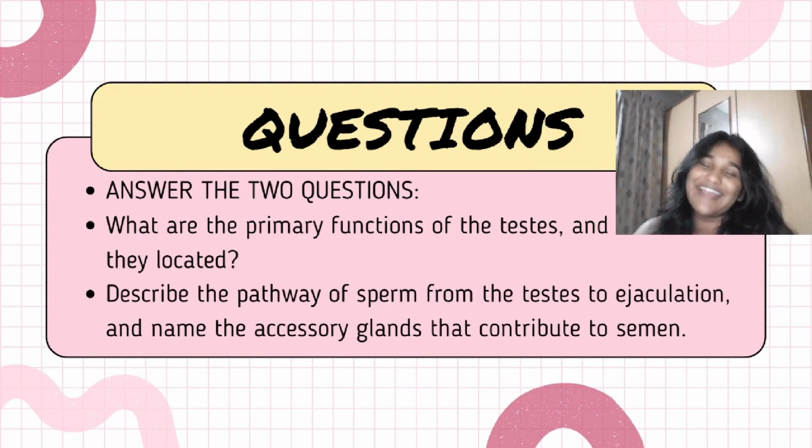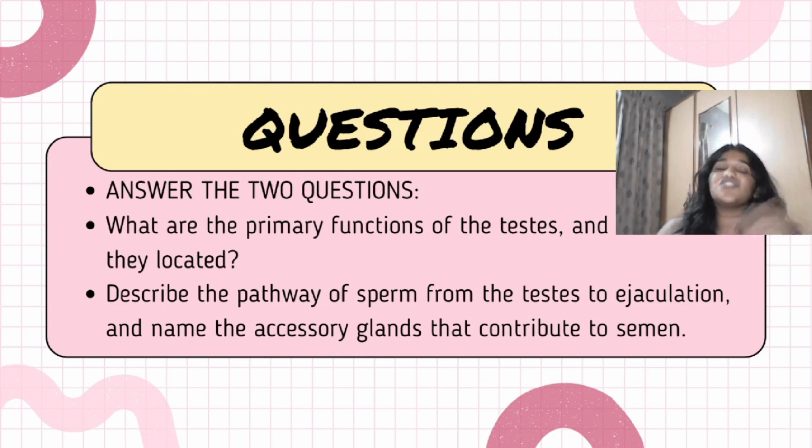We'll start the drill again. I present before you the questions. Put them down in the comment box and I will get back to you. Okay, what are the primary functions of the testes and where are they located? Describe the pathway of sperm from the testes to ejaculation. Name the accessory glands that contribute to semen.